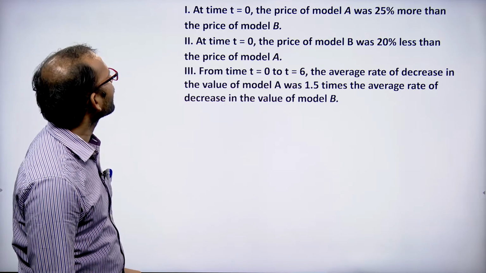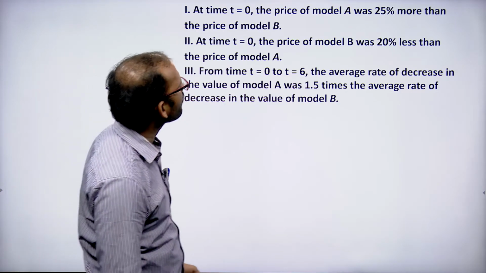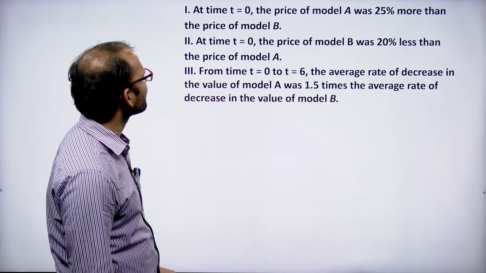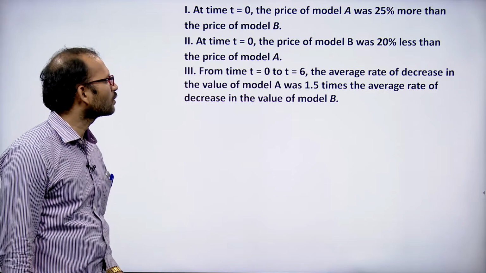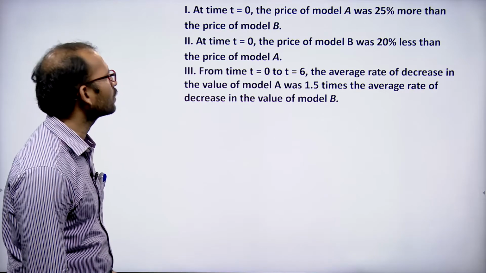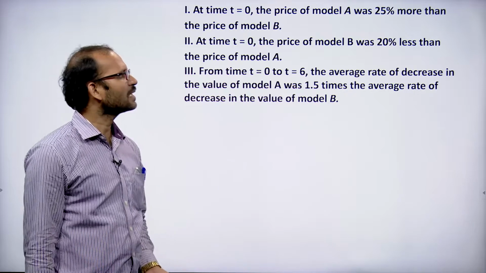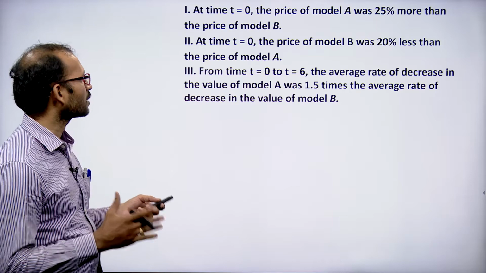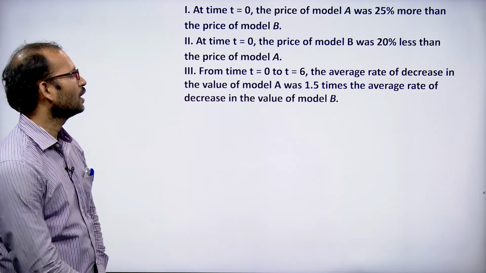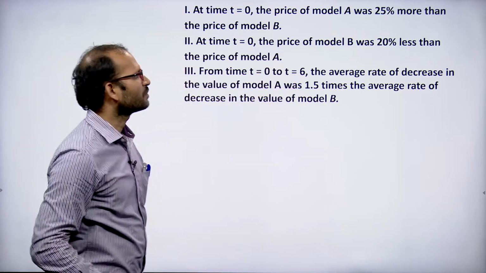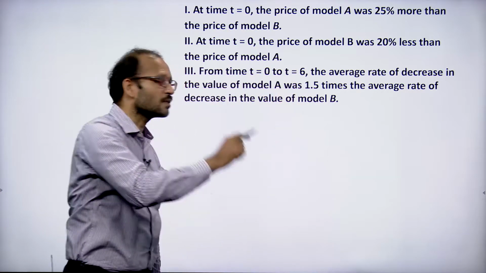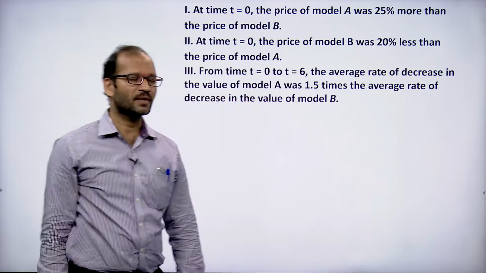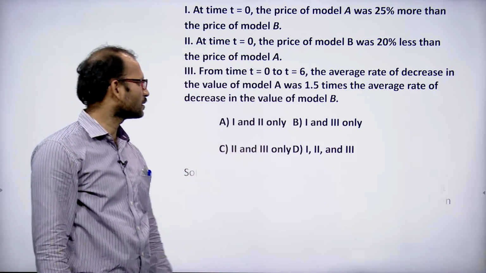The options: at time t equals 0, the price of model A was 25% more than the price of B. At time t equals 0, the price of model B was 20% less than the price of model A. From time t equals 0 to time t equals 6, the average rate of decrease in the value of model A was 1.5 times the average rate of decrease in the value of model B. That is the third option. Okay, let us see one by one.